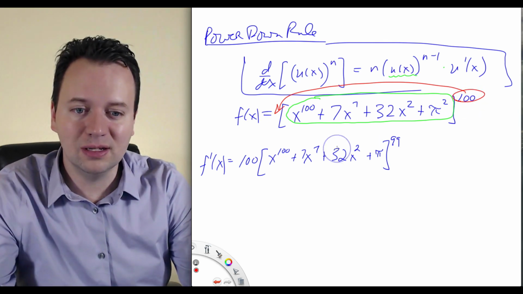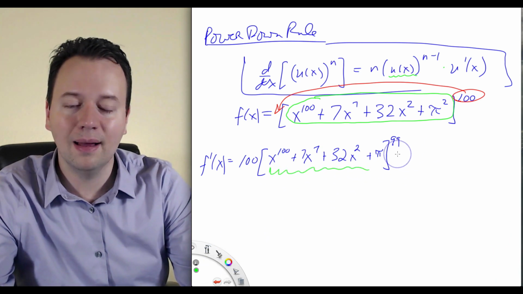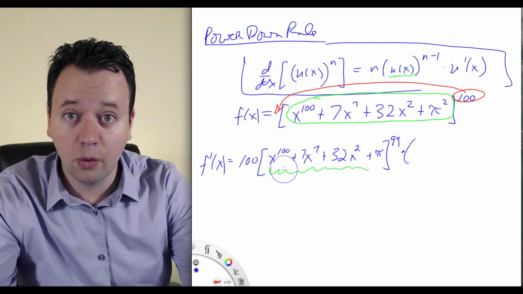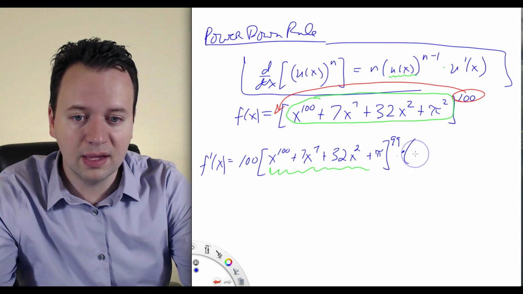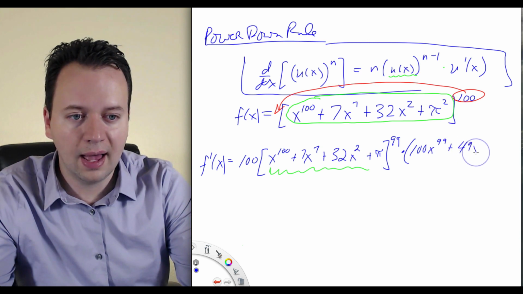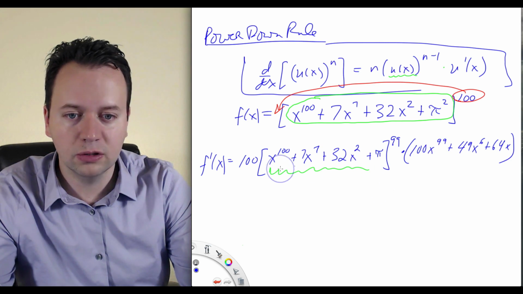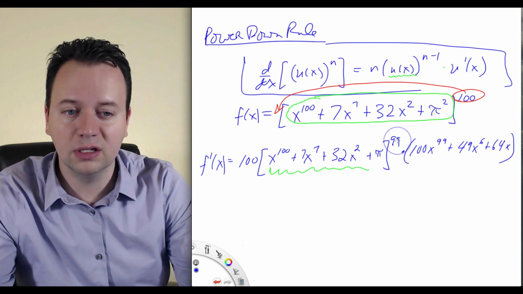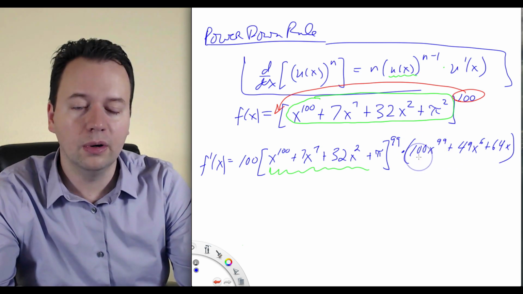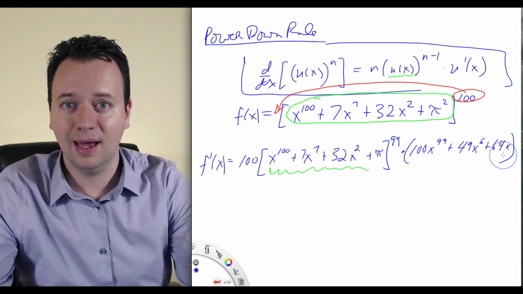The only difference is that once you've done this step, you have to look at the inside stuff and multiply it by the derivative of the inside. So we multiply this by the derivative of whatever we have inside. The derivative of the inside is going to be 100x to the 99 plus 49x to the 6 plus 64x. And the derivative of pi is 0. So it's 100, this stuff raised to the 99th, times the derivative of the inside. So it's times parentheses 100x to the 99 plus 49x to the 6 plus 64x, just like that.